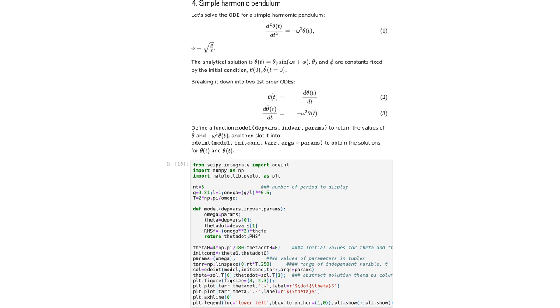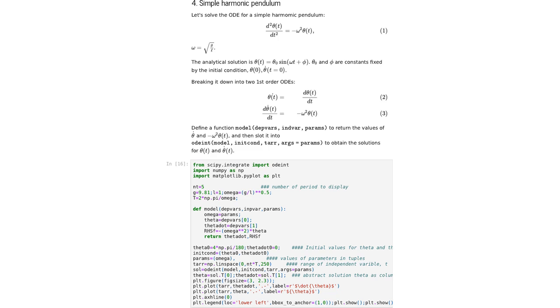The code implements this by first setting up physical parameters like g, L, and calculating omega and the period T. It then defines the model function. This function takes depvars, theta and theta dot, the independent variable invar, time t, and an additional params argument which passes the value of omega. Inside, it calculates the right-hand side, negative omega squared times theta, and returns theta dot and this value.